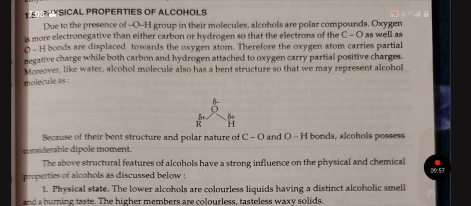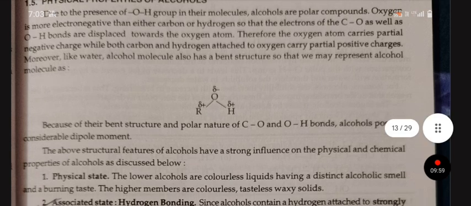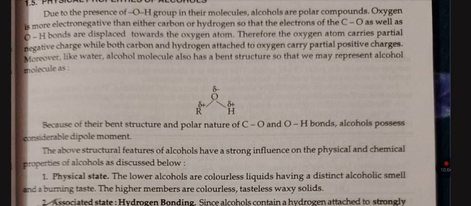Physical properties of alcohol. Due to the presence of the OH group in their molecules, alcohols are polar compounds. Oxygen is more electronegative than either carbon or hydrogen, so that the electrons of the C-O as well as O-H bond are displaced towards the oxygen atom. Therefore, the oxygen atom carries partial negative charge, while both carbon and hydrogen attached to the oxygen carry partial positive charge.